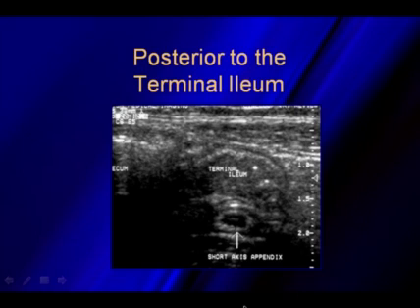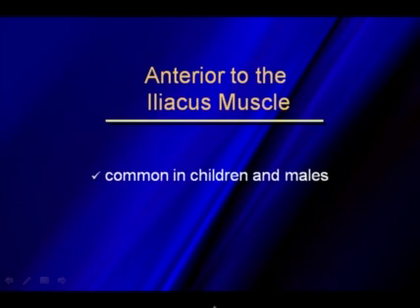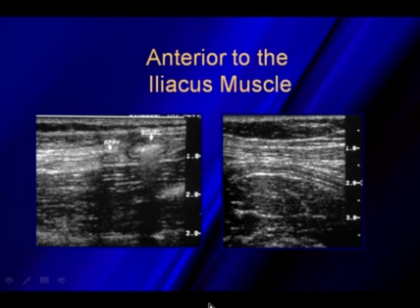In scanning this, if this was a video clip, you would see that this loop of small bowel was peristalsing. Here's a short axis view of the normal appendix. You can see the collapsed lumen, the muscularis, and the serosal layer just posterior to the terminal ileum. Once we've looked in that area, if we've still not located the normal appendix, we'll look anterior to the iliacus muscle. This tends to be more common in children and males.